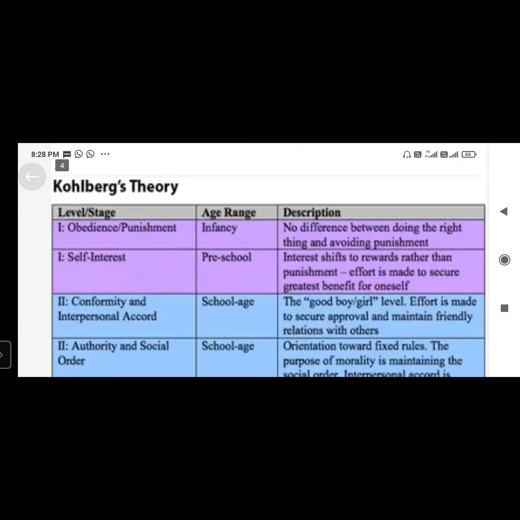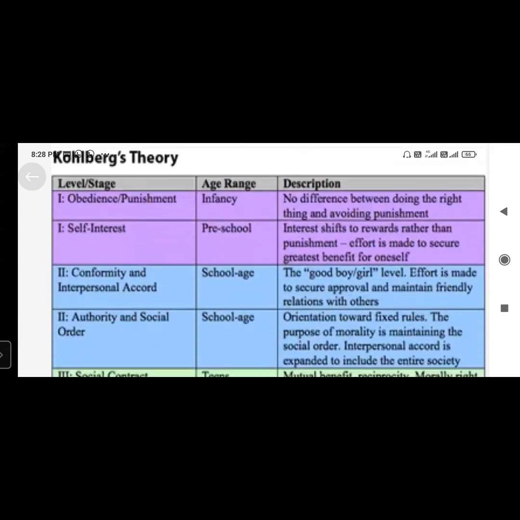Now we will move on to the next part, and next part is the Kohlberg's theory. Under that, three levels or stages are given, then age range is given, and the description is also given. In description, what is expected in these stages is written very clearly and carefully.